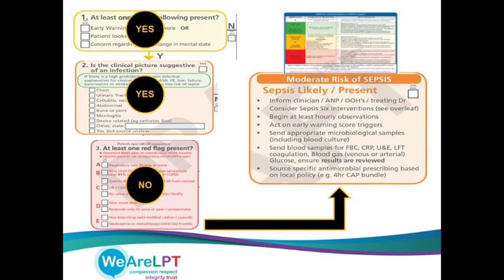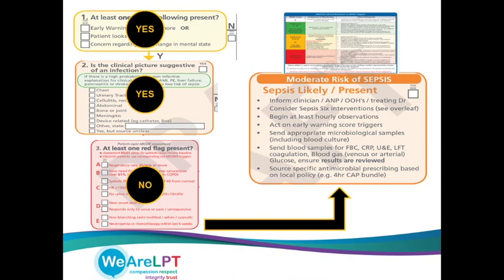You've gone down to box 2 and you have clarified that you are strongly in suspicion or are aware that the patient has an infection present. You've gone down to box 3 and ruled out that they do not have any red flag indicators. At this point, you have to follow your directions within the moderate risk of sepsis box. This is supported strongly with the NEWS triggers.